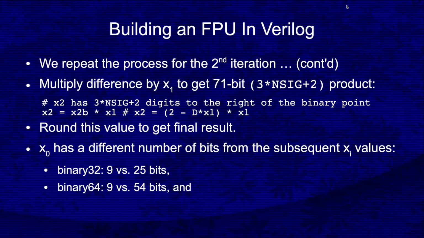When we compute the reciprocal of a binary 64 value, we'll find that again, x sub 0 has a different number of bits from x sub 1 and x sub 2. X sub 1 and x sub 2 will each be 54 bits, or nsig plus 2 bits wide. The code for prototyping the binary 128 reciprocal will have x sub 1, x sub 2, and x sub 3, which are 114 bits wide. Again, this is nsig plus 2, and will also be different from the number of bits needed for x sub 0.